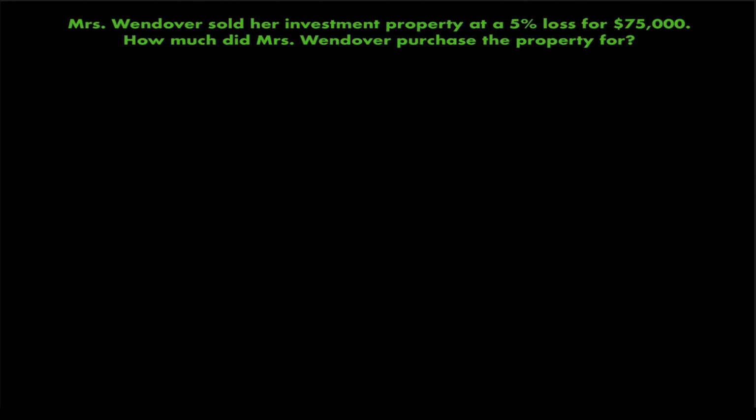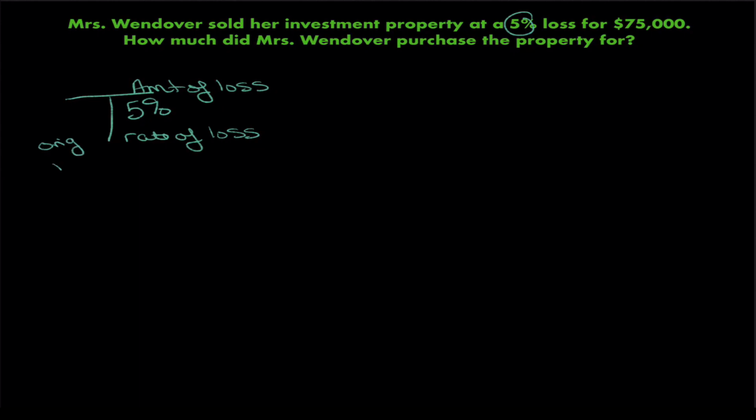So we're going to start with our normal first step of making a T-bar. And the easiest thing to find is the rate. In this case, our rate is 5%. And this is our rate of loss, which means up top I'm putting amount of loss. And all losses and all profits are based off of what somebody originally paid.